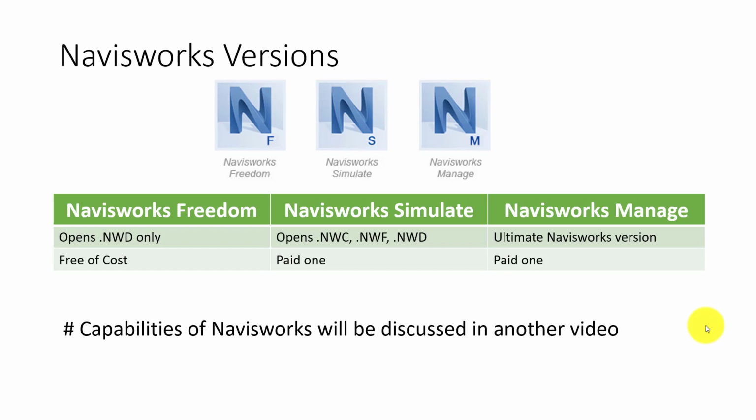So now, Navisworks versions. There are 3 types of Navisworks software: Navisworks Freedom, Navisworks Simulate, and Navisworks Manage. See, the first is Navisworks Freedom, which is free of cost, and it opens only NWD. That will be seen in the next slide. Navisworks Simulate is a better version of Navisworks Freedom. It has extra capabilities compared to Navisworks Freedom, but it is not free of cost. And Navisworks Manage is the ultimate version of Navisworks, which has all the capabilities of Navisworks. So these are the 3 versions of Navisworks.